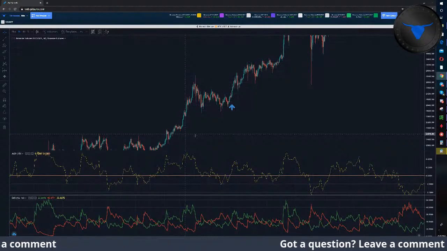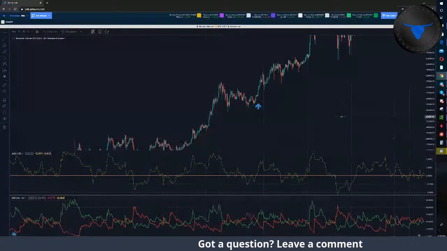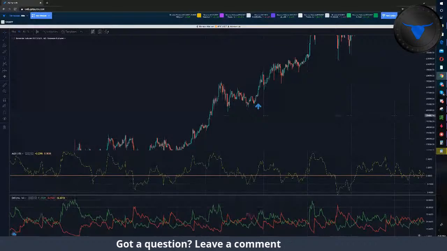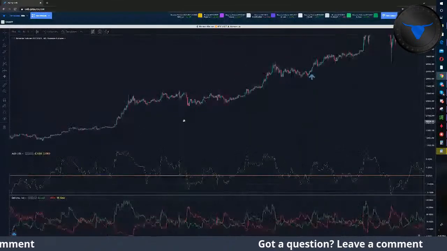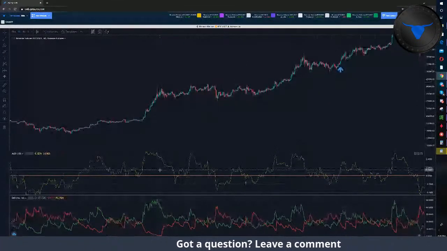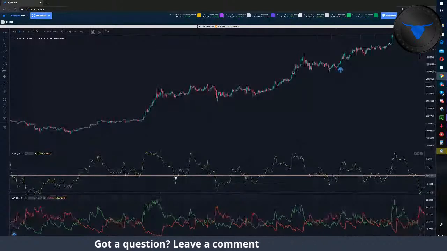And it works both ways. You can also use it as a way to get out of the market. This is the one that we looked at before. We had this cross, we got this big run, and what the demand index is also good for is it helps prevent fake outs.